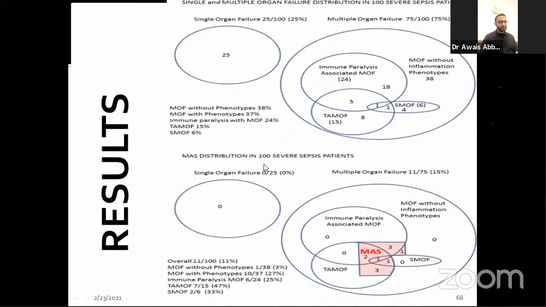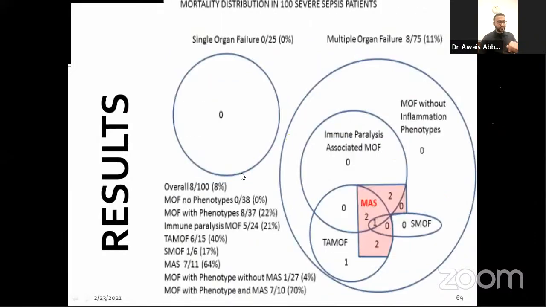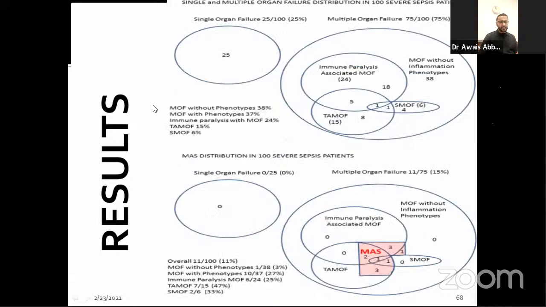So I'll now go through the two result pictures. The first picture shows the single and multi-organ failure distribution in severe sepsis cases. This is the category of single organ failure patients. There were a total of 100 patients. Out of that, 25 had only single organ failure, and the remaining 75 had multi-organ failure.